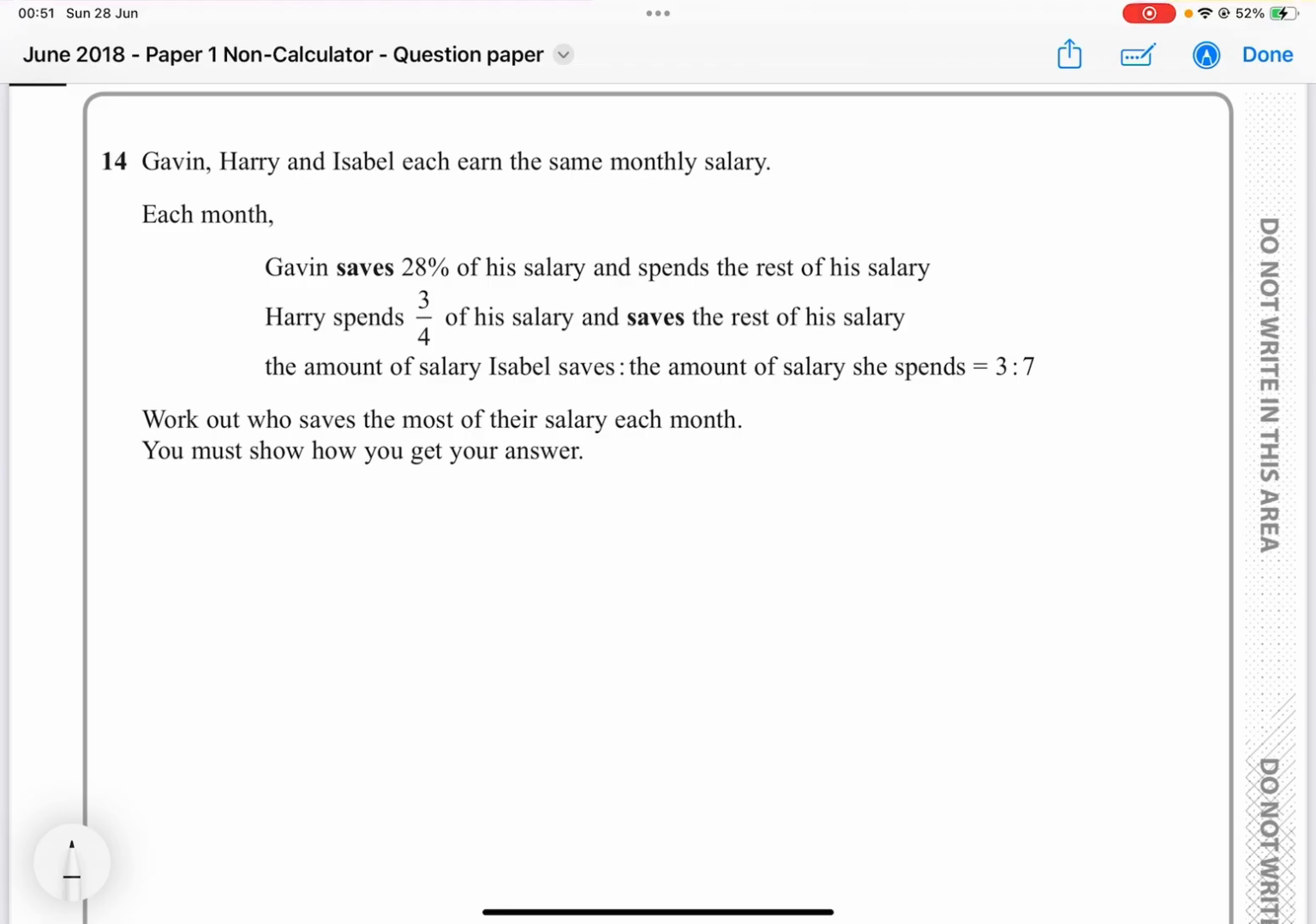Question 14. Gavin, Harry and Isabel each earn the same monthly salary. Each month, Gavin saves 28% of his salary and spends the rest of his salary. Harry spends 3/4 of his salary and saves the rest. The ratio of the amount of salary Isabel saves to the amount of salary that she spends is 3:7. It's quite a lot that they've given us over here. Work out who saves the most of their salary each month. You must show how you get your answer.